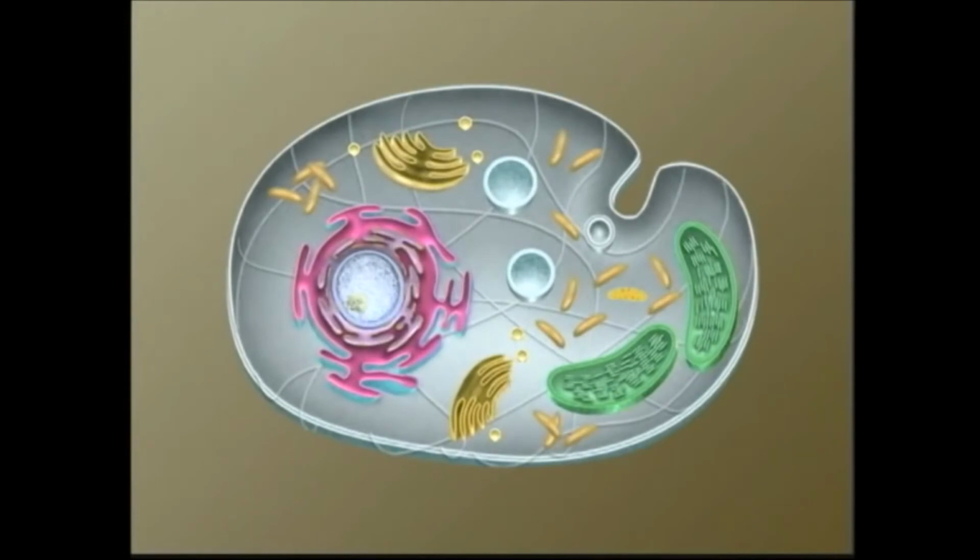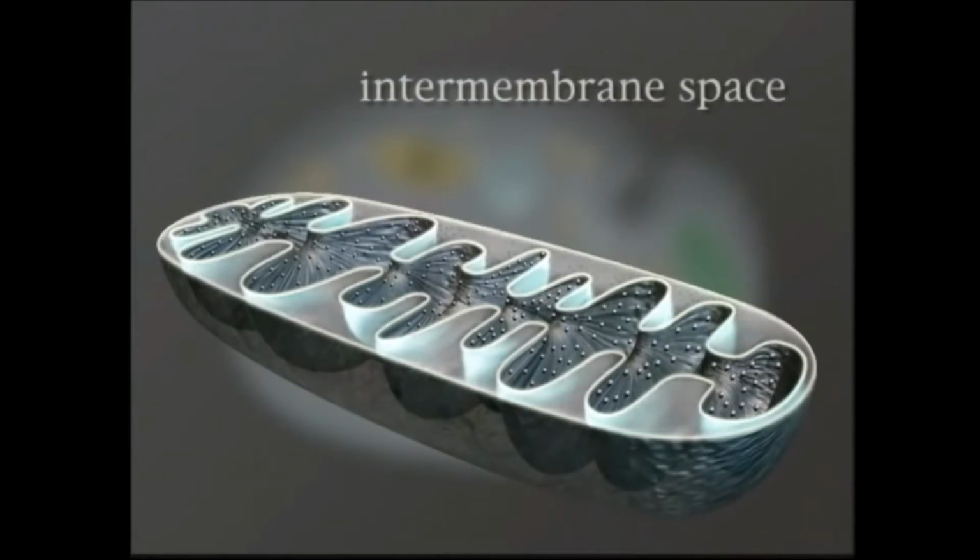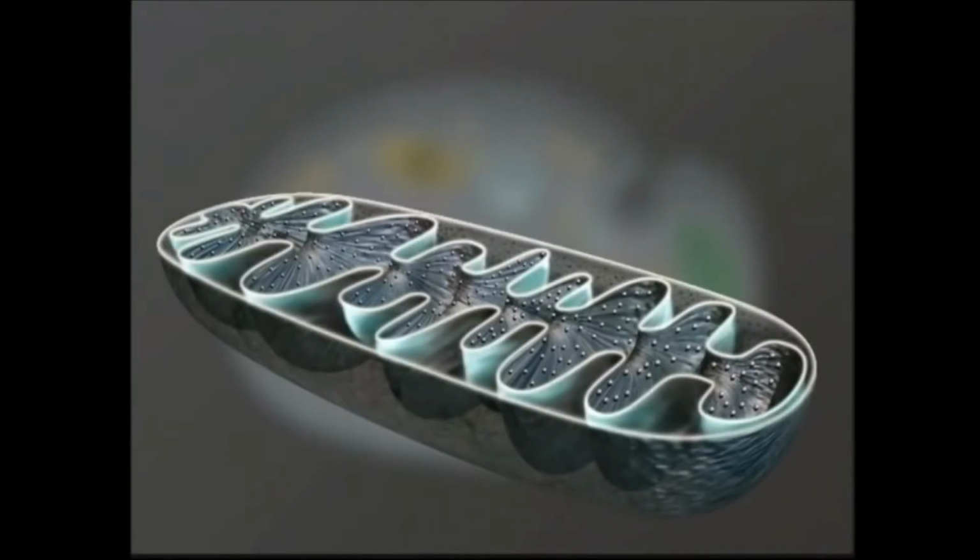Most of a eukaryotic cell's ATP synthesis occurs in mitochondria. A mitochondrion is a sac within a sac. The inner sac is folded, increasing surface area for ATP synthesis. Between the inner and outer membranes is the intermembrane space, a reservoir for hydrogen ions used for synthesizing ATP from ADP.